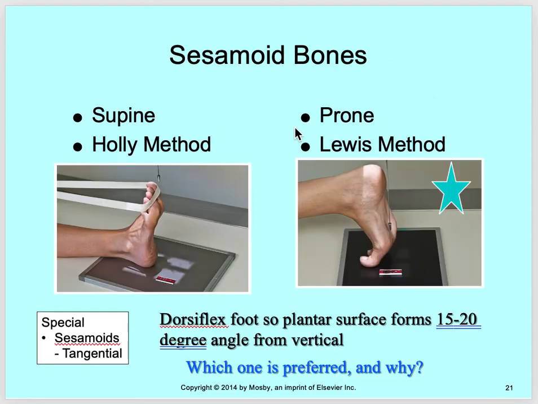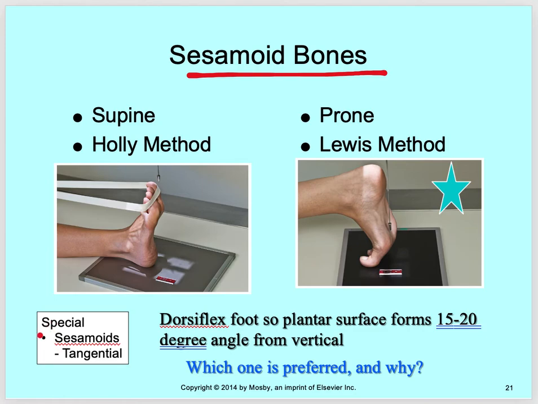Your sesamoid bones, which are not done very often, but when they are done, there is the supine Hawley method. Your sesamoid bones are up here, so you're going to have magnification. Prone, the Lewis method, they're closer to the image receptor, so it's decreased magnification. That's kind of the separation of both of those images. Once again, you're just going to see what your patient can do. Can they lay prone? Can they do this with their foot? Can they lay supine? Is this going to be easier for them?